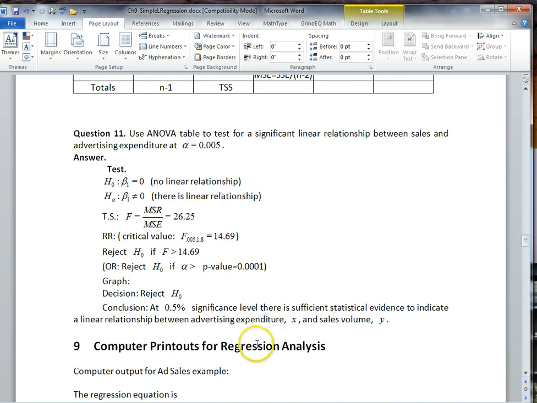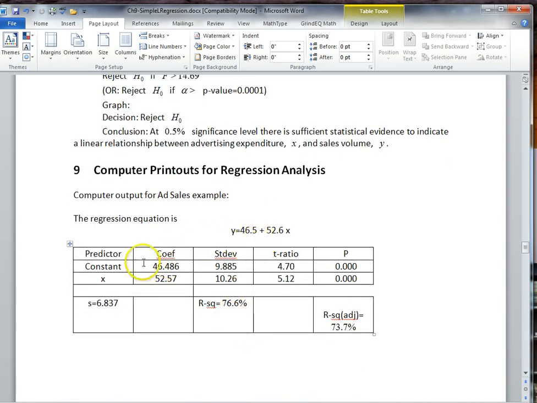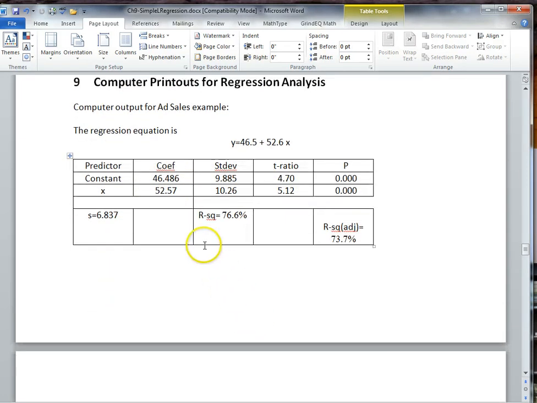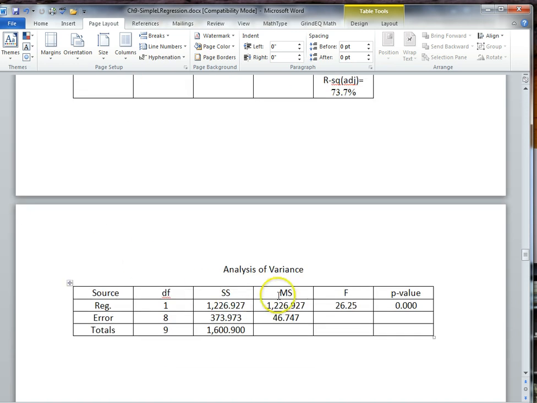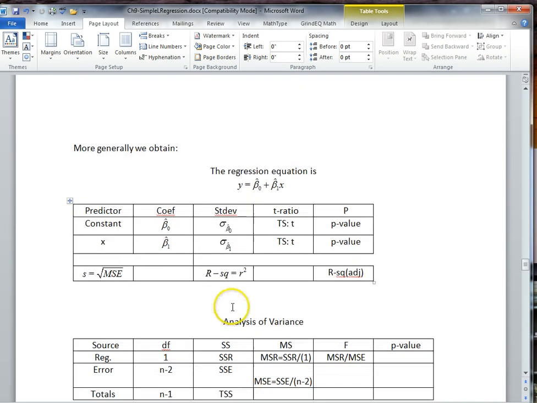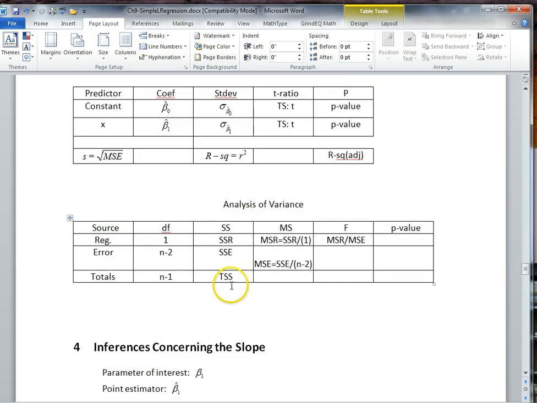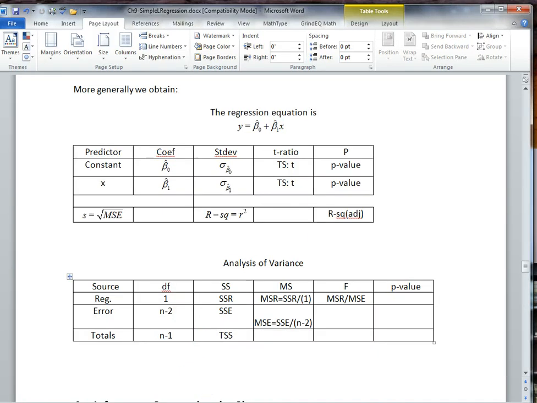Now when you run a computer printout, if we print this, you're going to see something like this. It will give you the predictor, the constant, X, and their standard deviations, and it gives you S, which is the square root of the sample variance we computed before, and gives us an analysis of variance table. So that's an explanation of how these were obtained. Instead of going over this, I want to show you how you do that in Minitab.